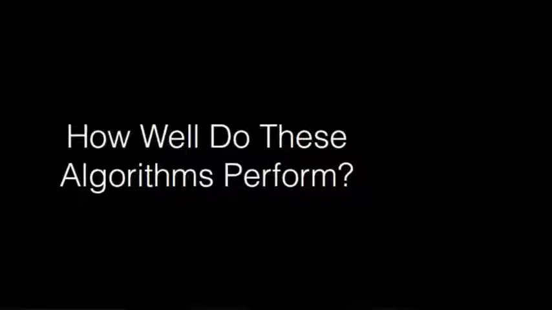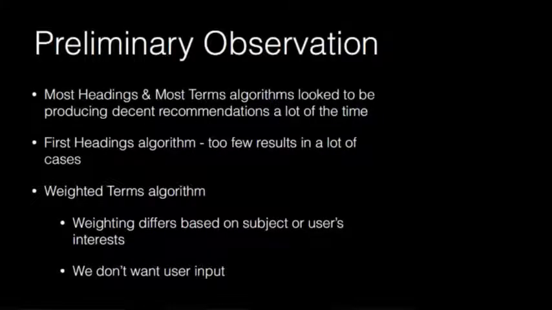So how well do these algorithms perform? We did this in two parts. First, we took an informal look at it to see if there were any that were really bad. We noticed right away the most headings and the most terms algorithms look to be producing decent recommendations a lot of the time. But the first headings algorithm, we thought it produced too few results in a lot of cases. So we decided it's not worth pursuing any further.